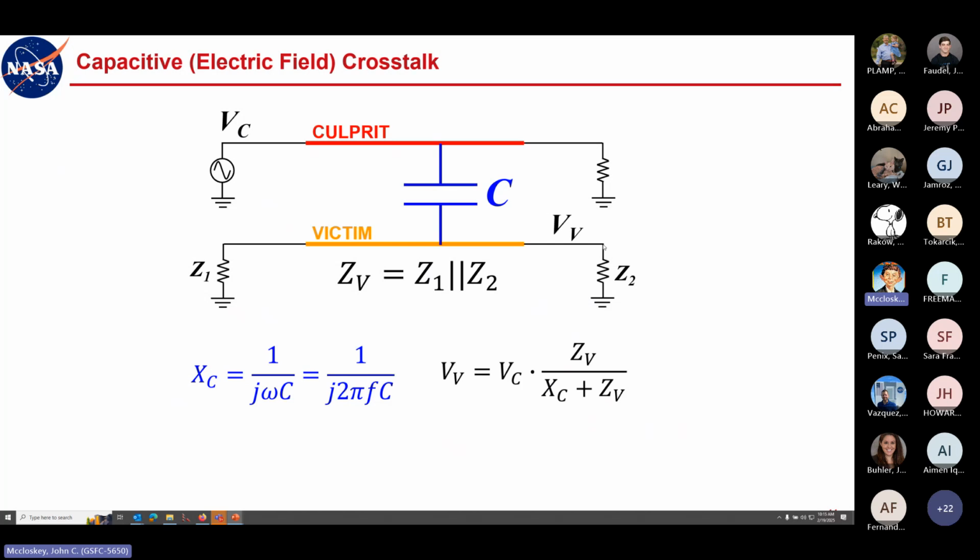So the coupled victim potential, VV, is going to be equal to your culprit potential times your impedance divider. So your victim impedance, this parallel combination, over the total. It's really going to be a complex combination, but I'm just simplifying it here for the sake of illustration. Actually, that is an accurate way to represent it here. But in any event, it's an impedance divider.